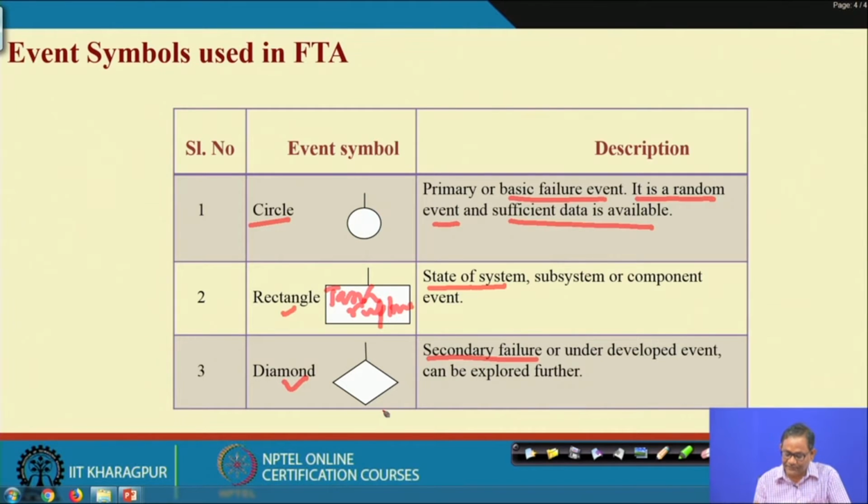But if you can explore it further, then explore it, dig down to the bottom level. So, do not put a diamond.